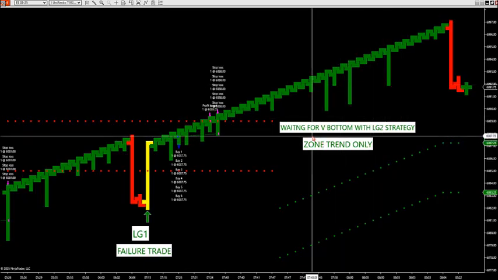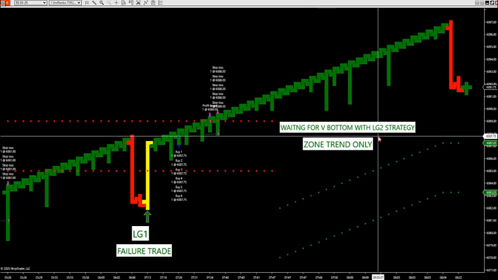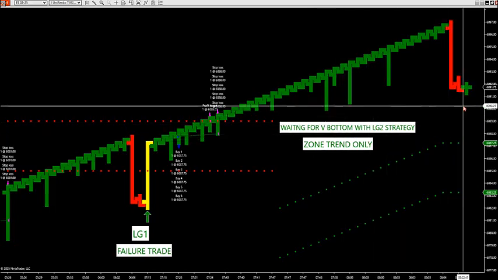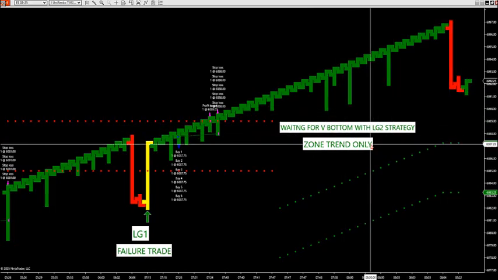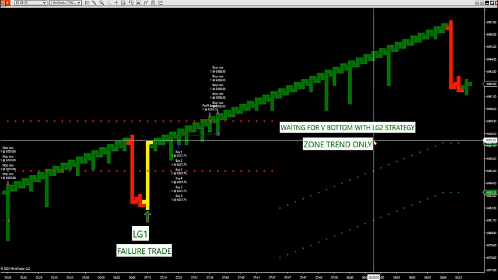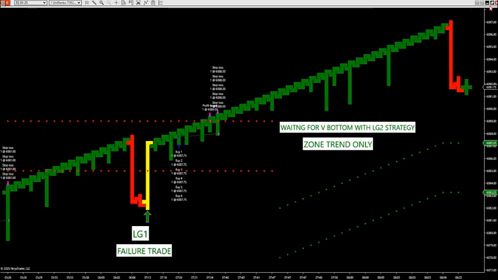Now what we're looking for a V bottom to come in. So we'll see a V bottom come in. You can turn on the LG2 and try to get in the run. Now we're getting close to news, so we'll have a chance at this all the way to around 8:27, 8:28. I like to turn it off 3 minutes before, 3 minutes after, but a lot of you guys are 5 minutes before, 5 minutes after. You don't want to trade these strategies through the news events.